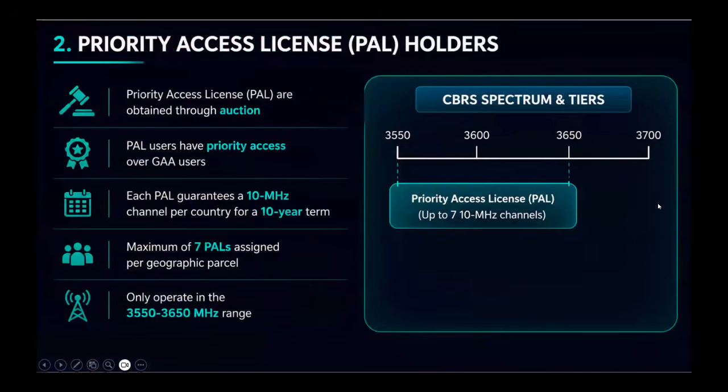The second one is priority access license, also called PAL. It is a paid license, and it can be obtained only through auctions. It has more priority than GAA, but less priority than the incumbent. And each PAL guarantees a 10 megahertz channel for a 10-year term.